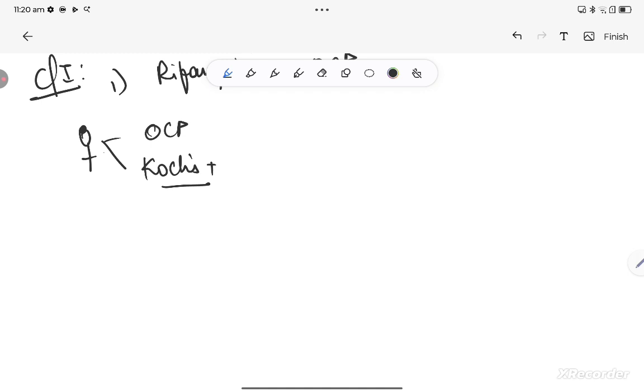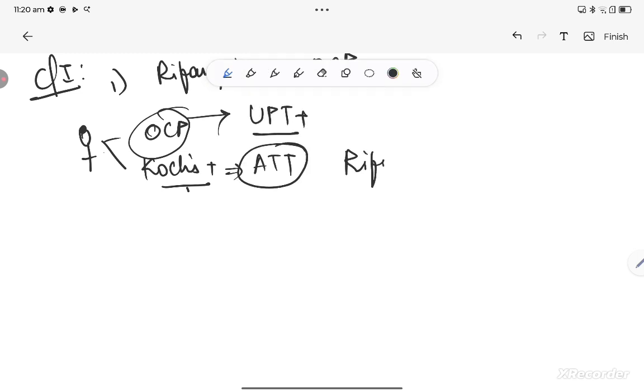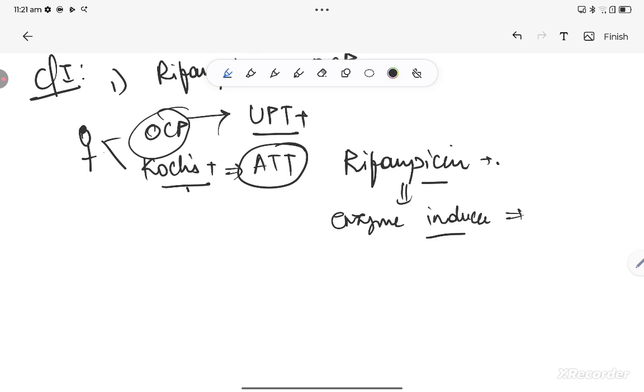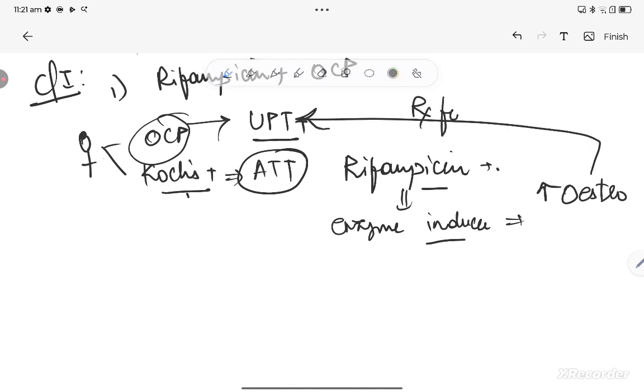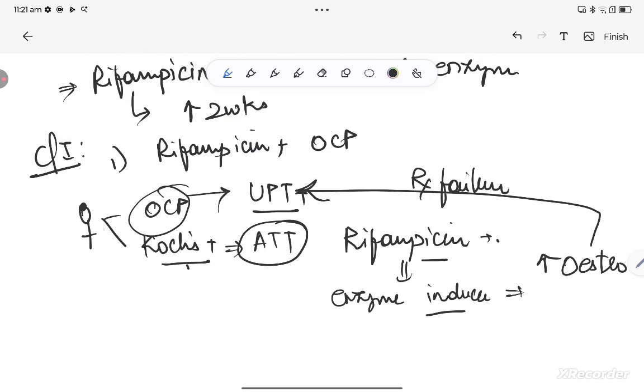Finally, one day, this female came to the same person telling that her UPT was positive. Why? Because ATT contains rifampicin, and this rifampicin is an enzyme inducer. The enzymes are increased, resulting in increased metabolism of estrogen, because of which there is therapeutic failure. Clear? This is the first and most important. So whenever a patient is on any enzyme inducer, we should advise other methods of contraception.